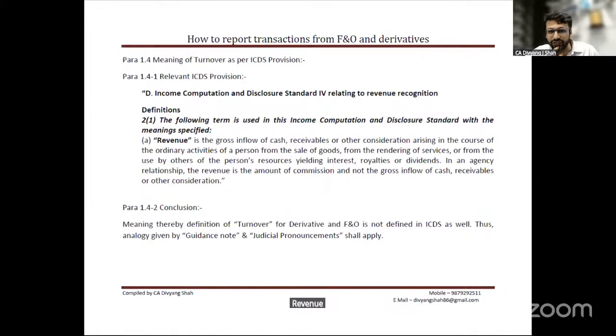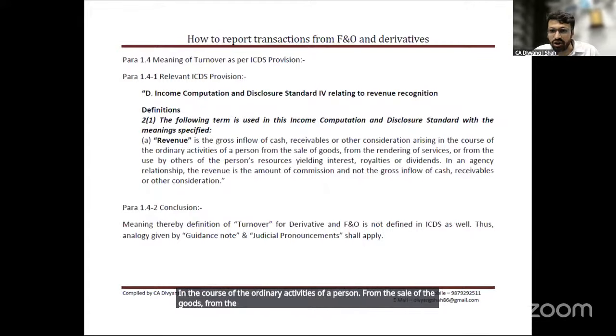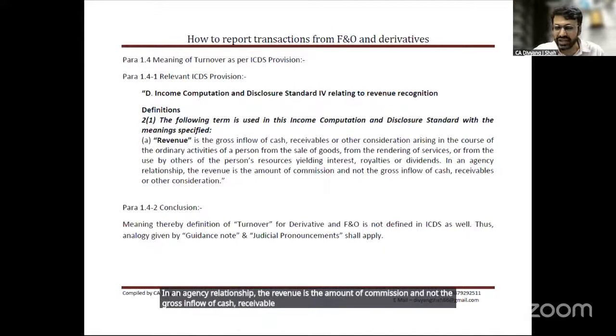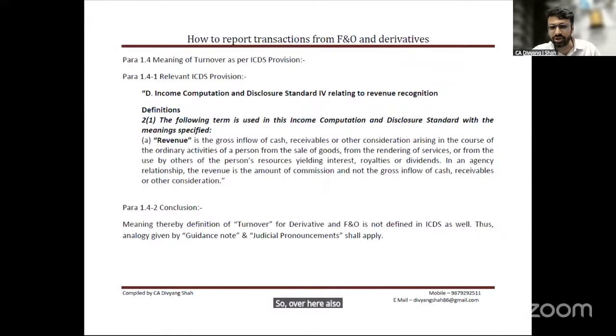Revenue is the gross inflow of cash, receivable or other consideration arising in the course of the ordinary activities of a person, from the sale of goods, from the rendering of service, or from the use by others of the person's resource yielding interest, royalty, dividend. In an agency relationship, the revenue is the amount of commission and not the gross inflow of cash, receivable, or other consideration. So over here also, how to calculate the turnover in case of derivatives in F&O is not defined.